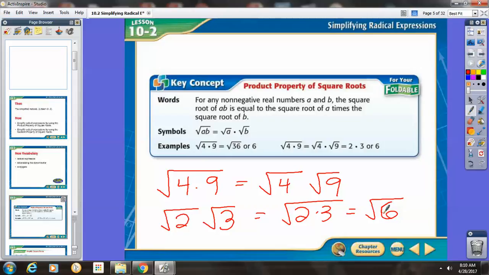So we're going to be using these radicals to help us simplify some expressions. Now, when we're simplifying these radicals, we're going to be looking for perfect squares. So I want to make a list of perfect squares on our notes. Let's do that next.